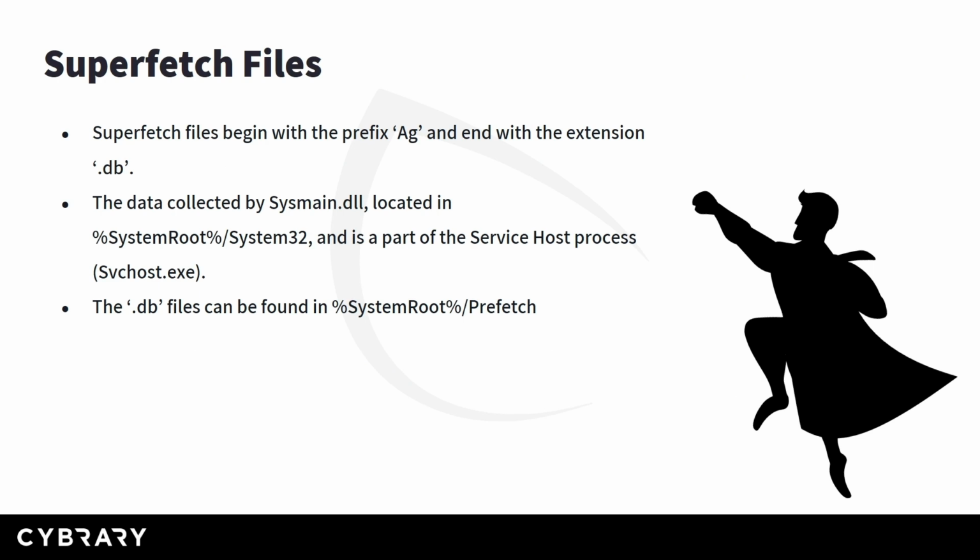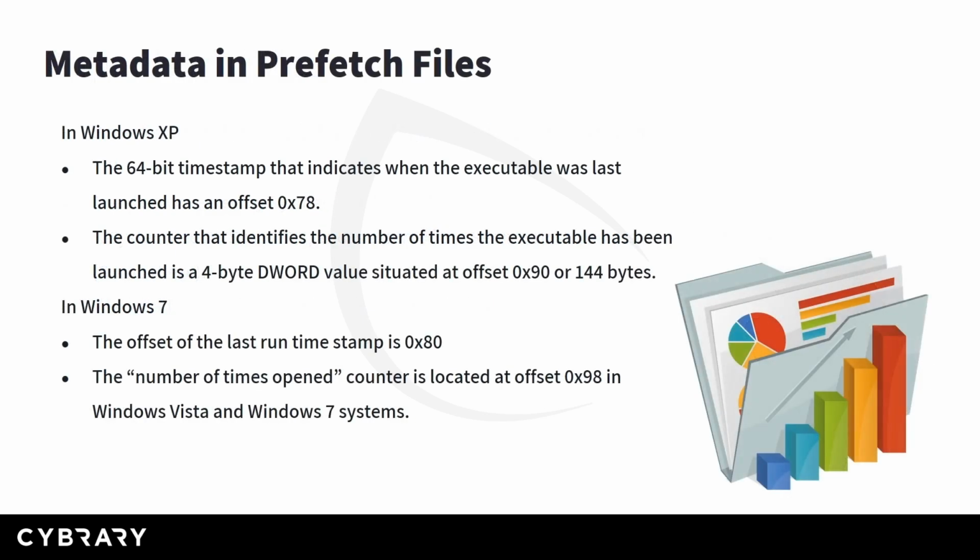Superfetch files begin with the prefix AG and end with the extension DB. The data that is written into superfetch files is collected by sysmain.dll, located in the system root under the system32 folder, and is a part of the service host process, also known as svchost.exe, which is located in the same directory. The DB files can be found in the directory system root under the prefetch folder, along with the other prefetch files. The metadata in prefetch files is very important to forensic analysts.